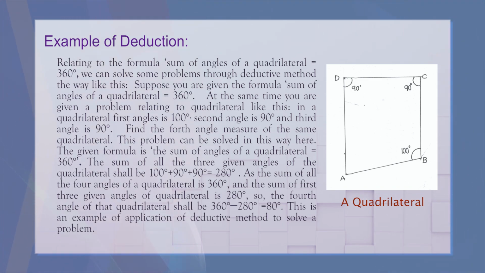The given formula is: the sum of angles of a quadrilateral is equal to 360 degrees. The sum of all the three given angles of the quadrilateral shall be 100 degrees plus 90 degrees plus 90 degrees, which will be 280 degrees. As the sum of all the four angles of a quadrilateral is 360 degrees and the sum of the first three given angles of the quadrilateral is 280 degrees, the fourth angle of that quadrilateral shall be 360 degrees minus 280 degrees, which is equal to 80 degrees.